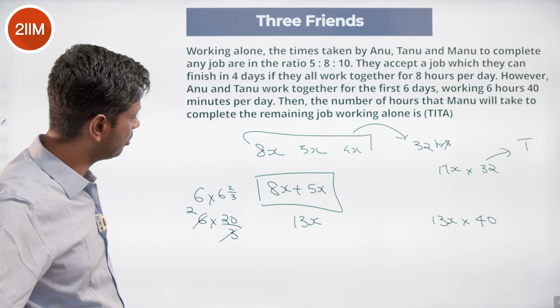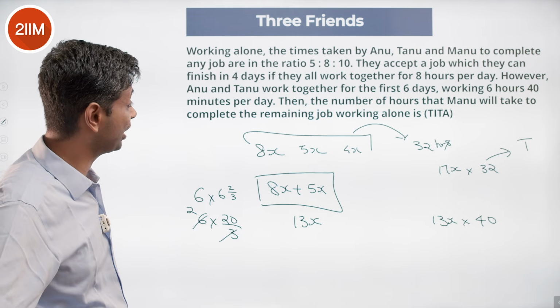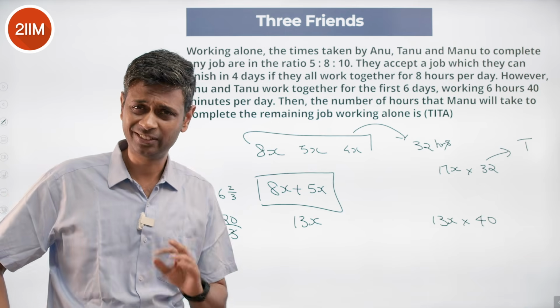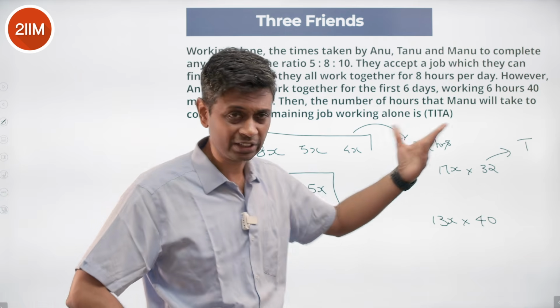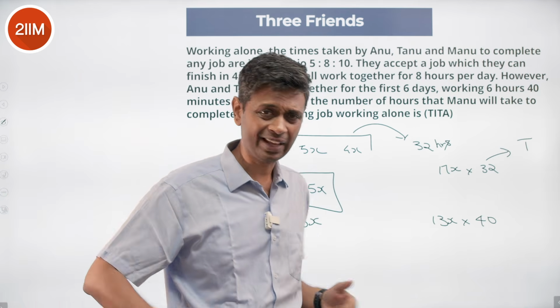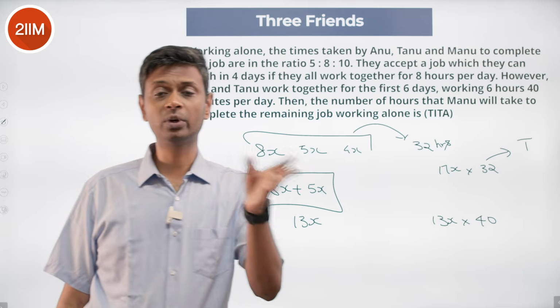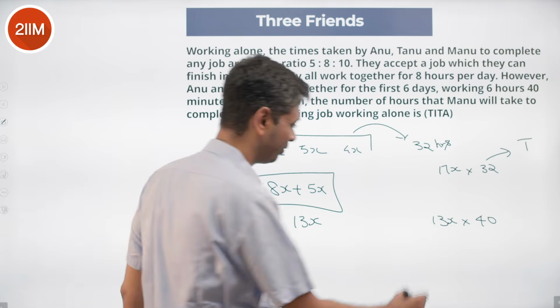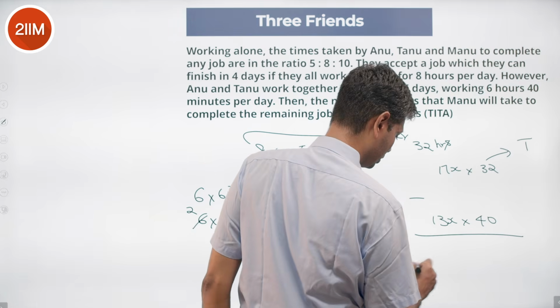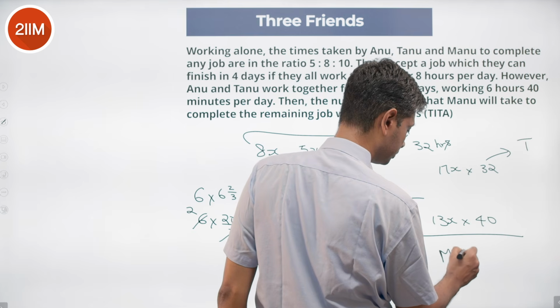What is the question then? The number of hours that Manu will take to complete the remaining job working alone. Nice, simple. So the 17x into 32 is the size of the task. 13x into 40 gets done by these two in 6 days, working 6 hours 40 minutes per day. You find the difference. This is what Manu completes.